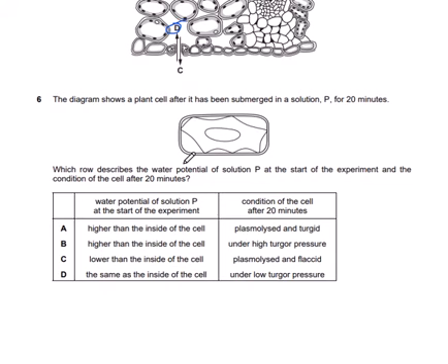The diagram shows a plant cell after it's been submerged in a solution P for 20 minutes. Which row describes the water potential of the solution P at the start of the experiment and the condition of the cell after 20 minutes? Whenever you see the cell is flaccid and the cell membrane has contracted, it means that water moved from inside to outside of the cell. This means that the water potential outside was lower than inside. That causes the gradient movement.